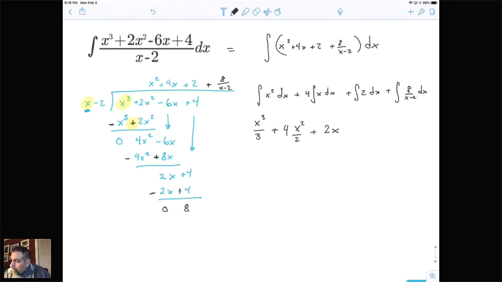So now really the only question is, how do we integrate this 8 over x minus 2? 8 actually ends up getting that constant ride to the answer. So really what we're thinking about doing is integrating 1 over x minus 2 dx. And that's going to end up being the natural log of the absolute value of x minus 2. And I'm going to be a little more specific about that as we look at some of the other examples.